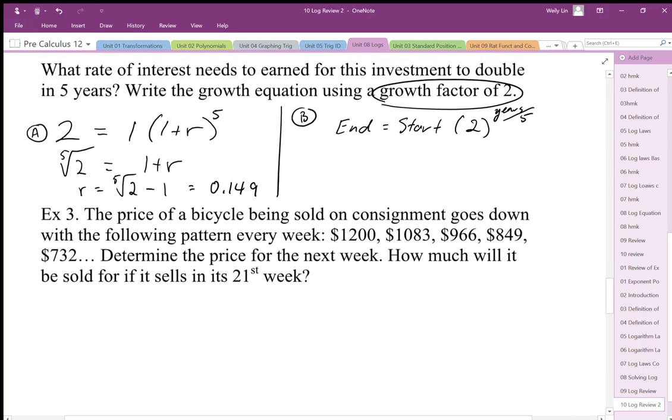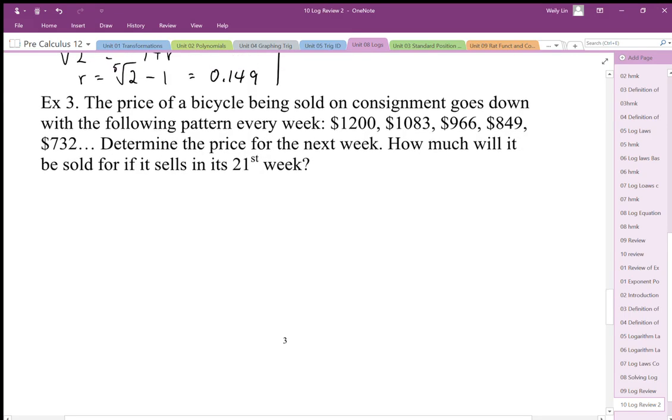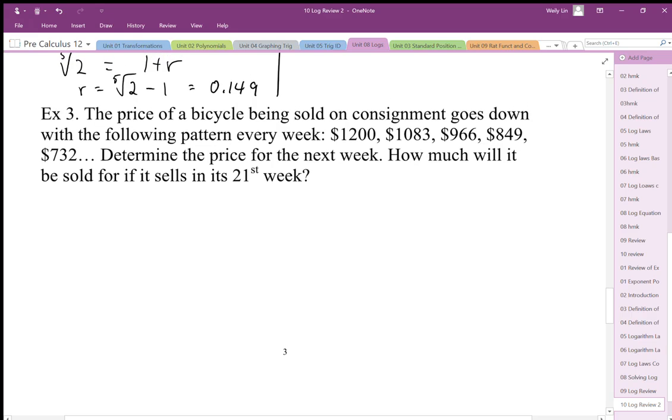This last one here for the exponential growth is you have a price of a bicycle. It's going down consistently. It's following a geometric sequence. So we're doing a geometric sequence going down. Our r is going to be Tn over Tn minus 1. So I'm just going to use the first two terms.